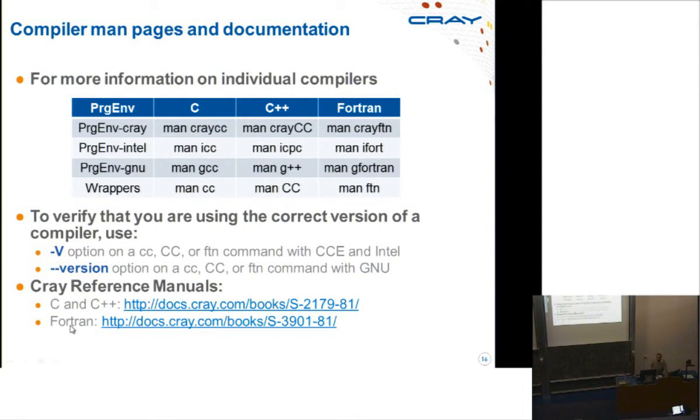For documentation on the Cray, the information is published in the docs.cray, so we provide a book for each major release of the compiler, and the latest one came out this month for 8.2, and again that provides a lot of details about what's going on underneath and what's changed.